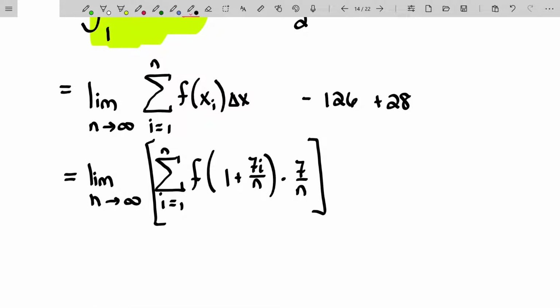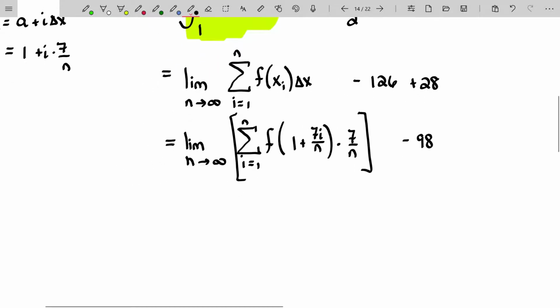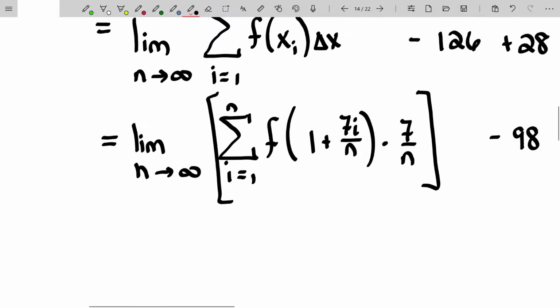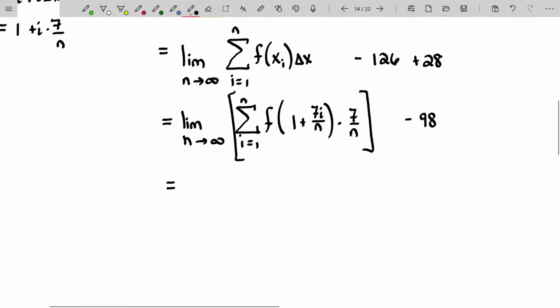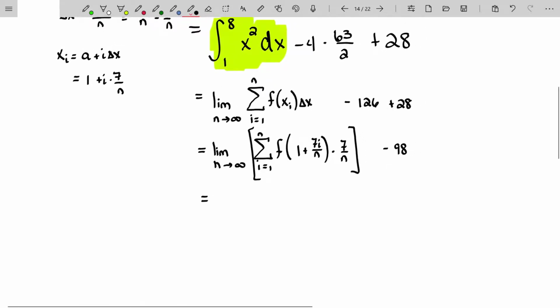Negative 126 plus 28 is a negative 98. That's right. Negative 98. And we still have to work on this limit. Now, limits of Riemann sums and finding what their values are finitely is often a challenge. But we can do it. As long as it's a polynomial of degree 3 or less, we could totally do it. And this one is a polynomial of degree 3 or less.